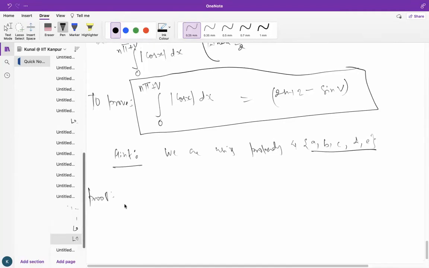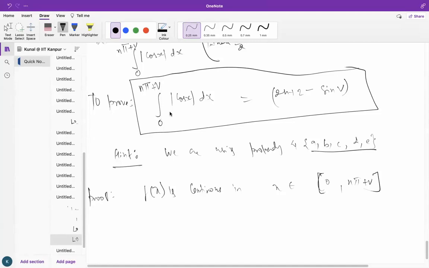Let me prove here. First, we know that our f(x) is continuous for x belonging to 0 to n pi plus v because we are integrating this function. And we know that the definite integration is only defined if our function is continuous from the lower limit to the upper limit. The function should be continuous.